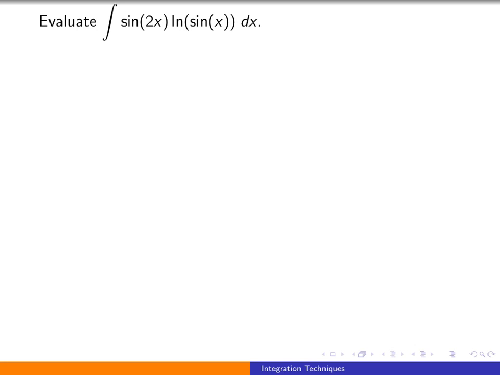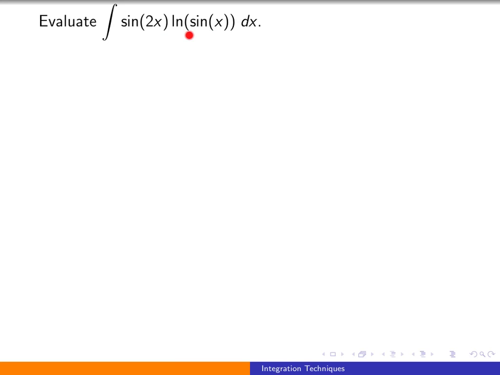In this example, we will anti-differentiate the function sine 2x multiplied by natural log sine x. Kind of the intuition looking at the integrand, there's no obvious algebraic manipulation that we could make, but there is maybe an obvious substitution, at least one that we can attempt.